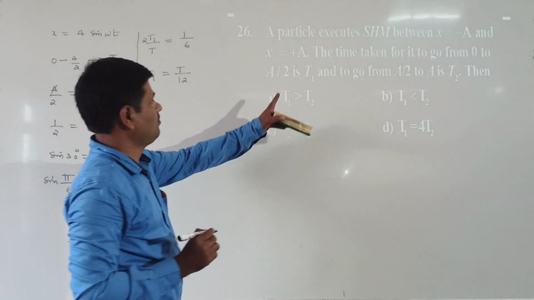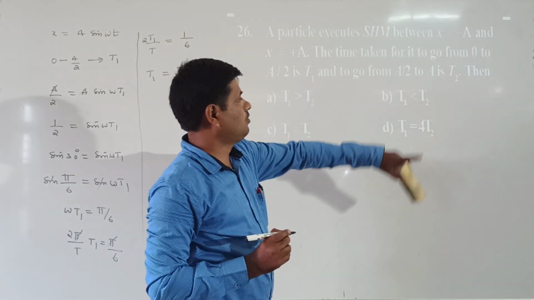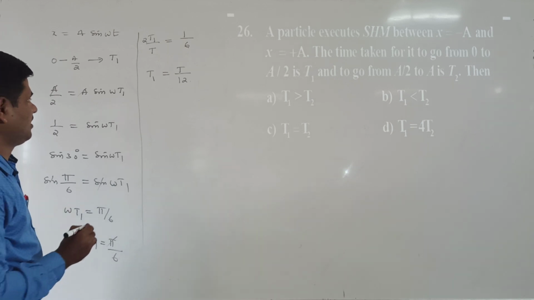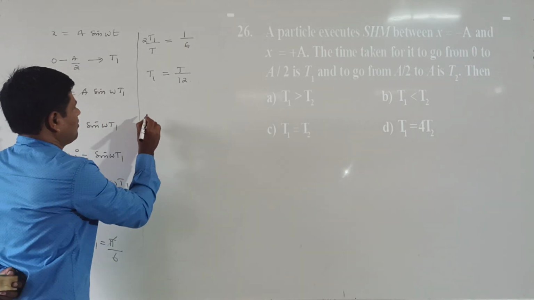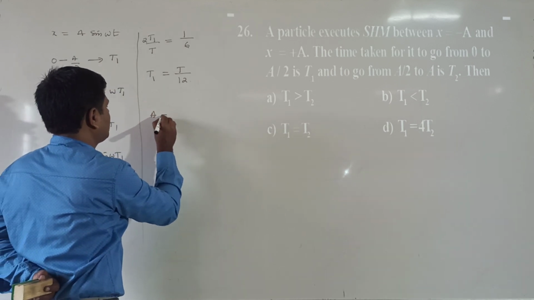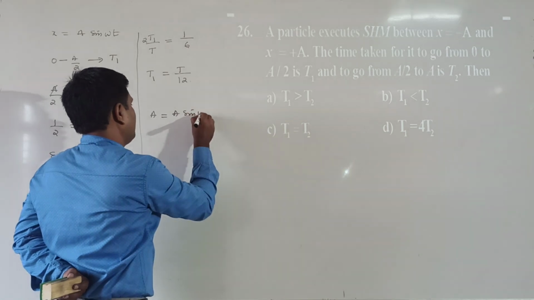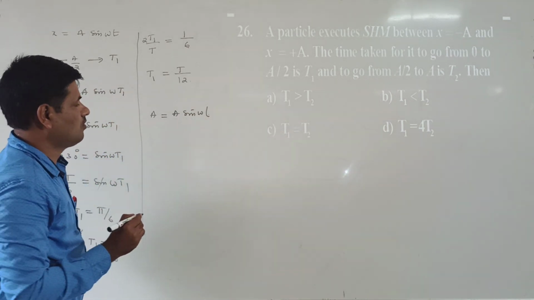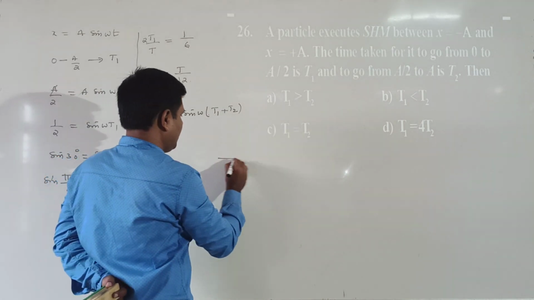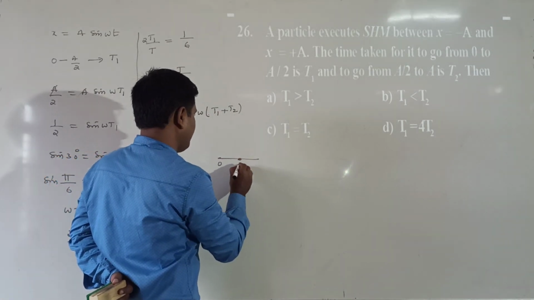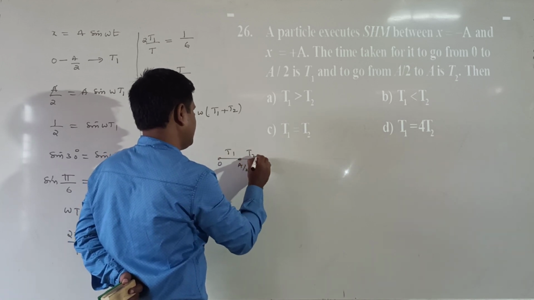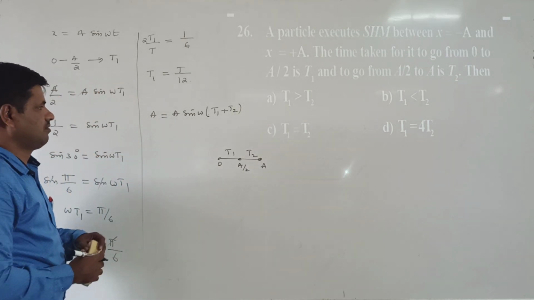Next we find the time taken to go from a by 2 to a, which is t2. From the formula x is equal to a sin omega t, the total amplitude is a. The total time is t1 plus t2. From 0 to a by 2 it takes time t1, and from 0 to a the total time is considered, up to this one is t2. So t1 plus t2 is considered.